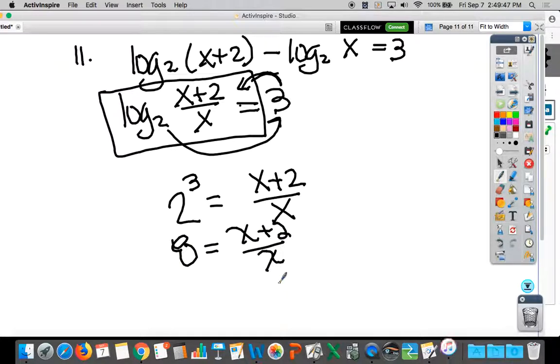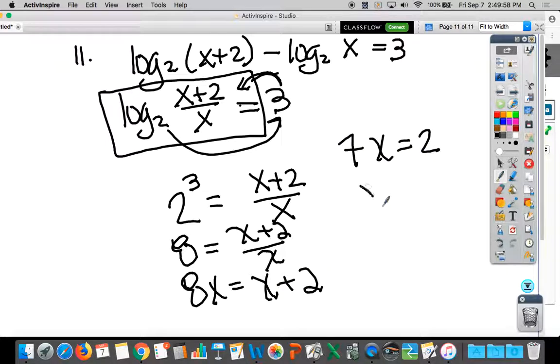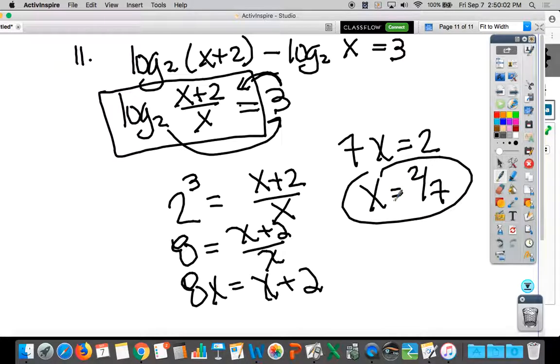I got a denominator. Let's get rid of it. Multiply. So 8x equals x plus 2. Subtract that x. Divide by 7. And you could store and check that if you wanted to.